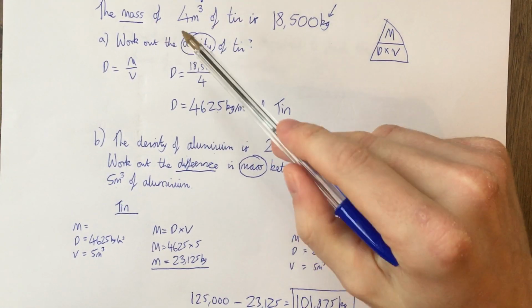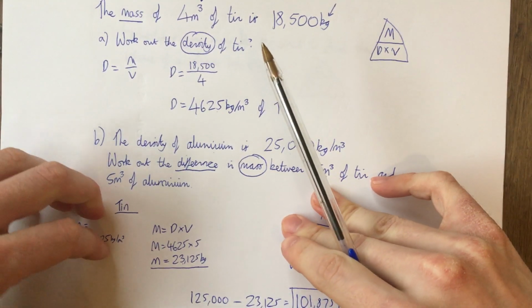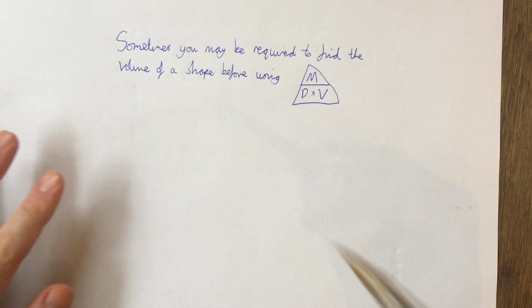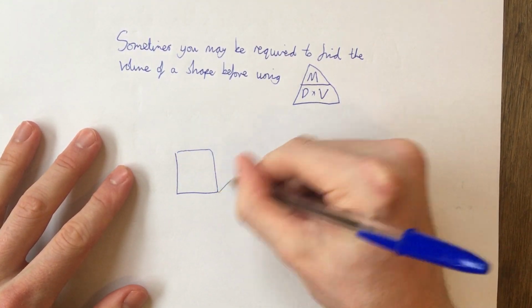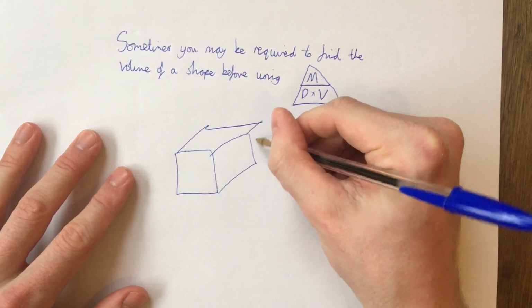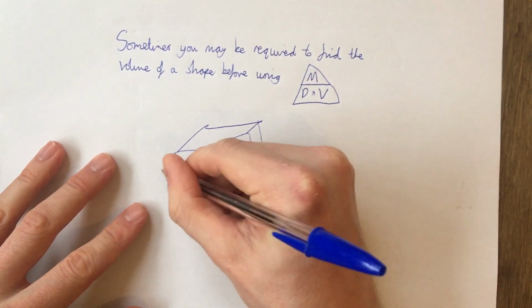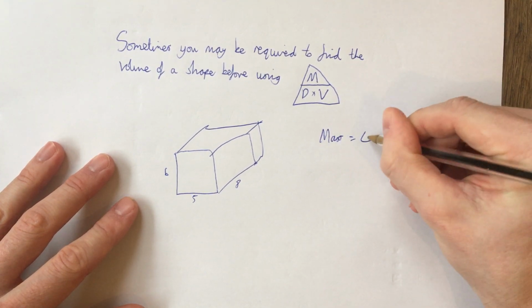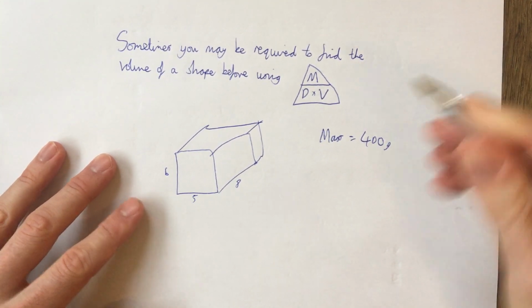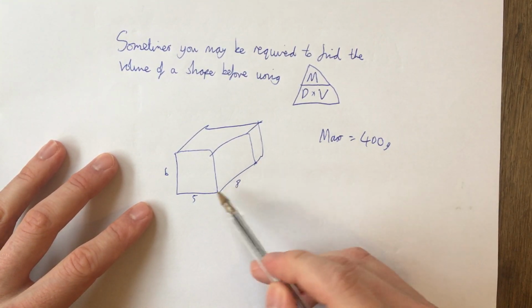Now, what we've learned from this question is that they don't always say the word volume. They may just give you what the volume is. And that leads nicely onto my very last point of this video, where sometimes you may be required to find the volume of a shape before using this. So they may give you, for example, a cuboid like this. Oh, that was a really, really awful drawing. And they may say, I don't know, 5, 6, 8, and they give you the mass. The mass is 400 grams, and they'll say find the density, and then you say, but I don't have the volume, in which case you try and work out the volume first.